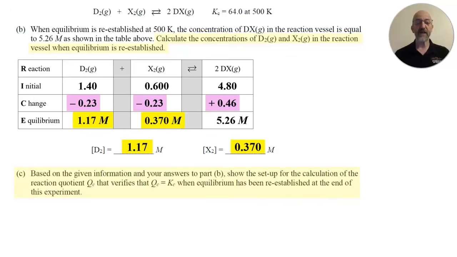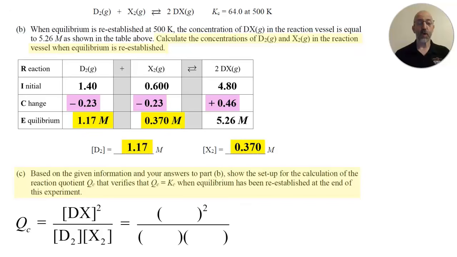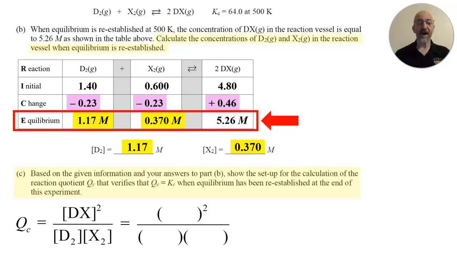So based on the given information and your answers to part B, show the setup for the calculation of the reaction quotient Q that verifies that Q equals K when the equilibrium has been reestablished at the end of this experiment. So remember how the value of K is equal to 64. We are hoping that when we plug in these values into this reaction quotient, so there's my reaction quotient expression, and the values that I will be using for concentration come from the final row of my RICE table.